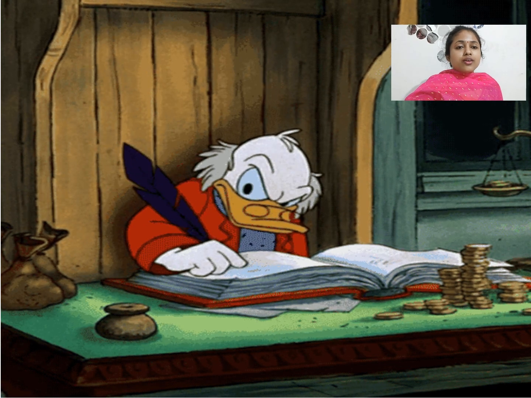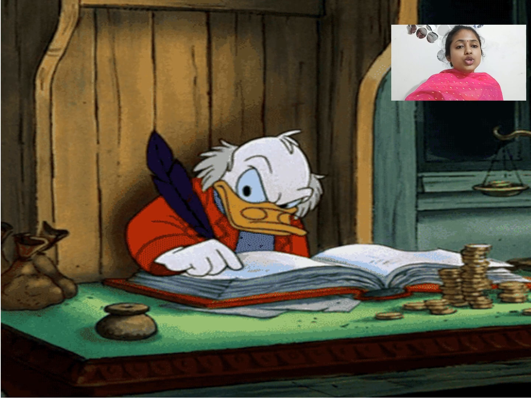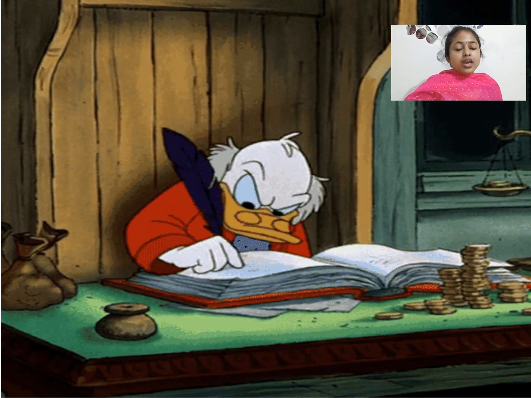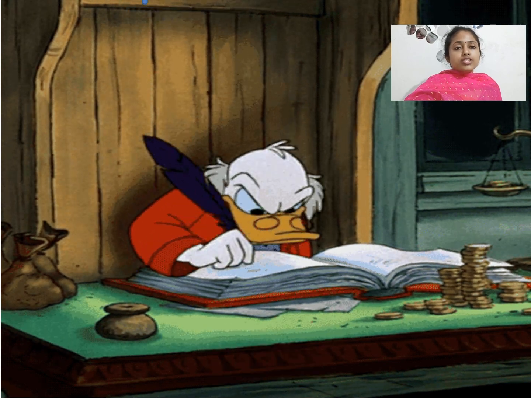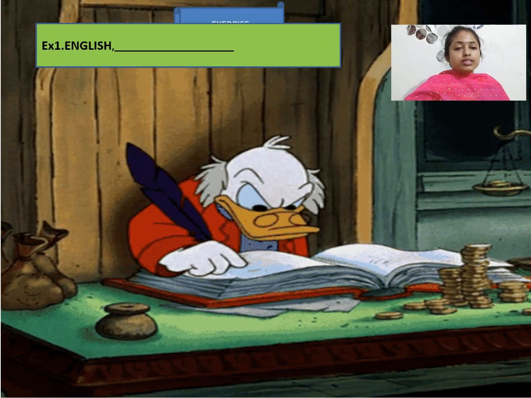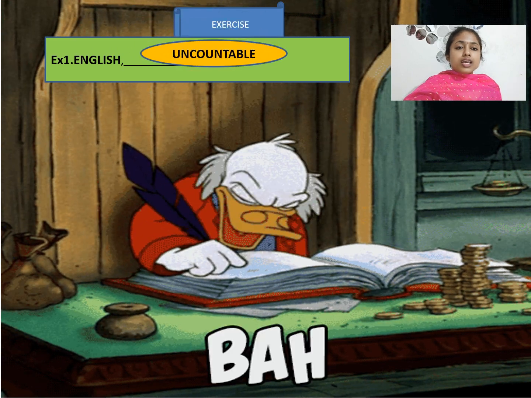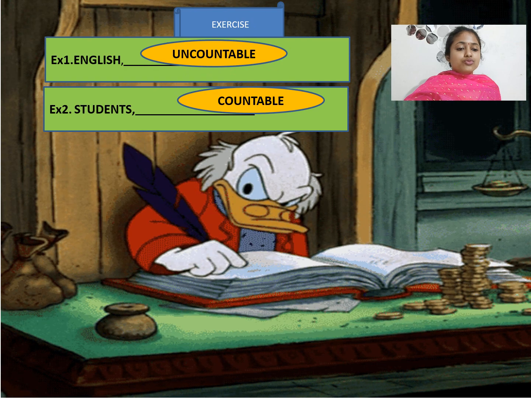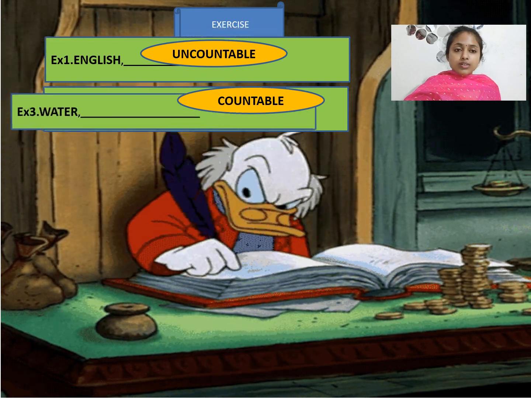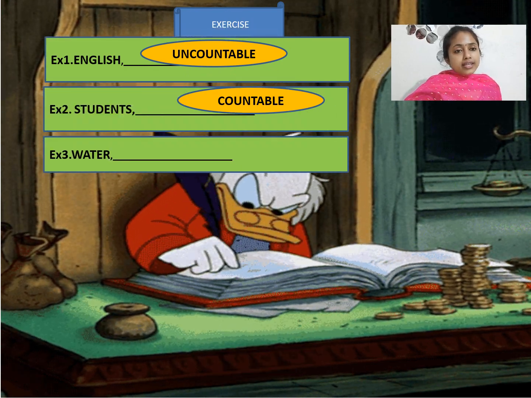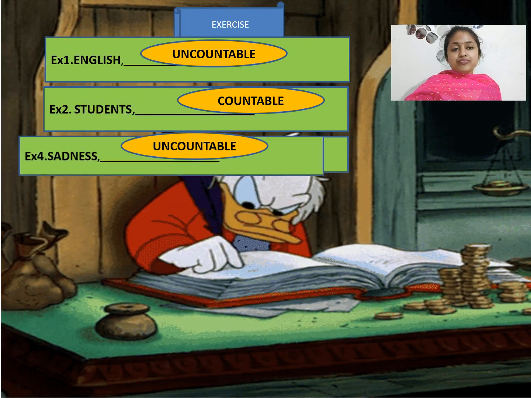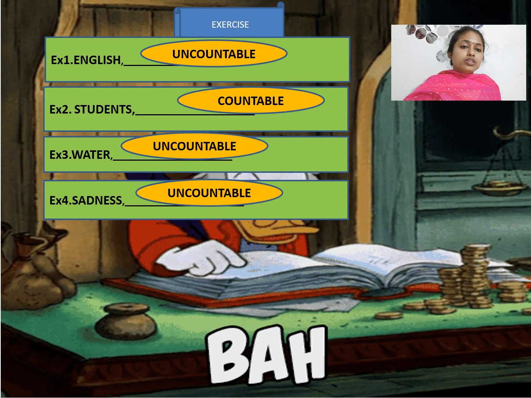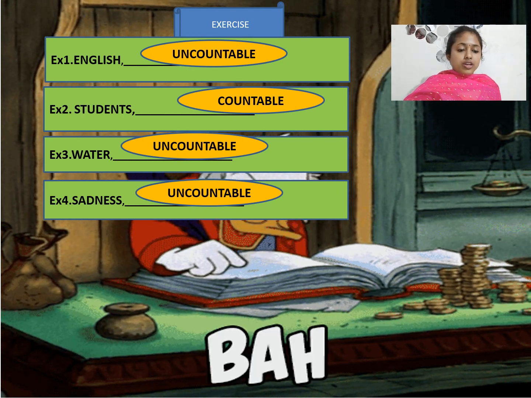Now students, let's solve some questions. You will tell me whether it is countable or uncountable. The first one is English. Is English countable? No. Uncountable it is, right? Students, is students countable? Yes, countable. You can count the number of students. Water, countable? No, uncountable. Sadness, is it countable? No, it is an uncountable noun. And what kind of noun is it? It is an abstract noun.